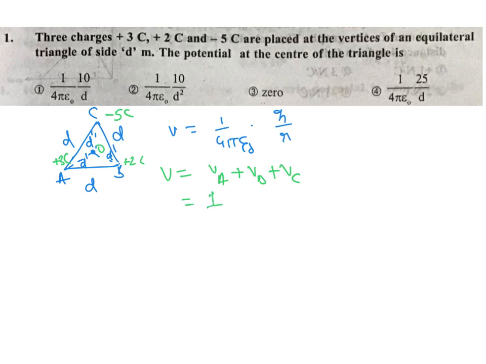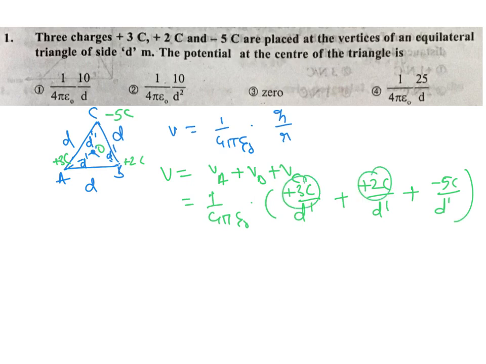Okay, 1 by 4 pi epsilon naught is common here, and the charge at A is how much? 3 coulomb divided by D dash, plus VB, 2 coulomb divided by D dash, plus minus 5 coulomb divided by D dash again. So 3 plus 2 is 5. 5 minus 5 is going to be 0. So that's the reason why it is 0. So option C is the right answer. 0 is the right answer for this particular question.